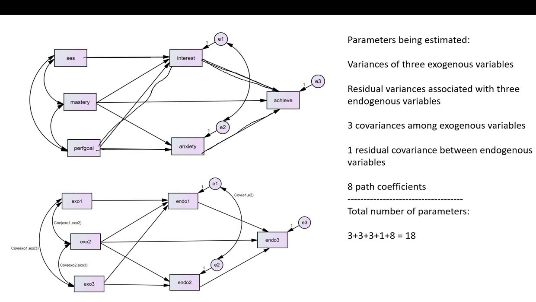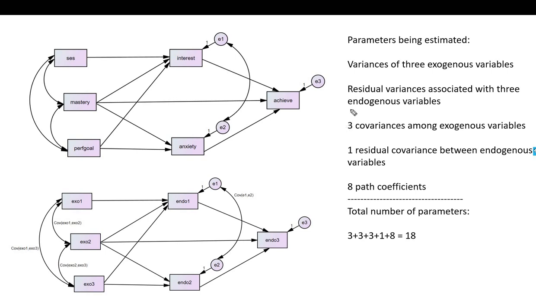So anxiety is a mediator there. So all in all, the number of parameters that we're estimating is actually 18. And so when you're using your syntax, it's probably not a bad idea to just draw out your model anyway and think about the parameters that are being estimated.